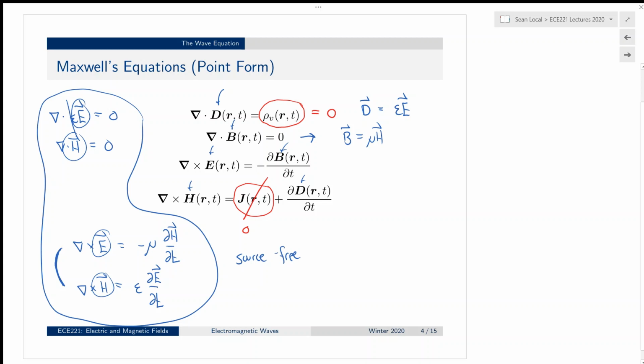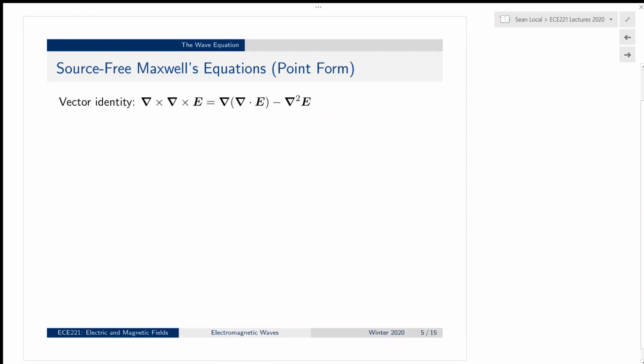So these two equations that I've highlighted at the bottom are coupled. We would like to solve these two equations at the bottom, but it's a little hard to do so because each equation is a differential equation of not only the E field but also the H field, and we would like to write a single equation in terms of E or in terms of H. We can do that by making use of this vector identity, which says that if we take the curl of a curl of a vector, let's say the E field vector, that is equal to the gradient of the divergence of E minus the Laplacian of E.